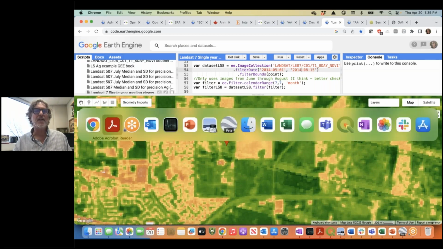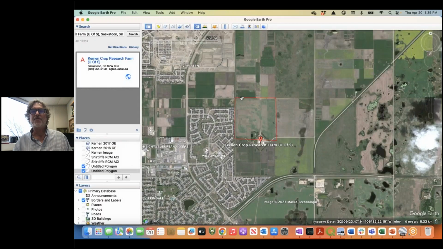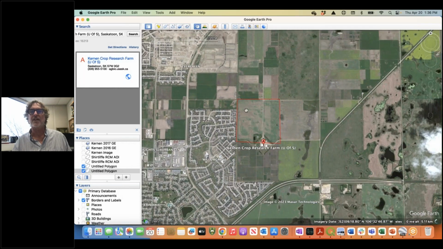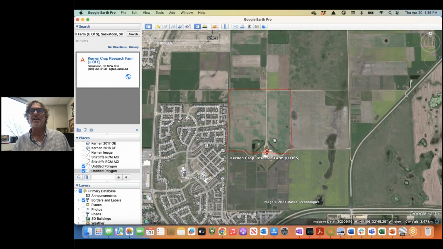What I'm going to show you here, where is my Earth Engine? This field in red here is the Kernan Research Farm in 2014. This is an area that had peas on it. It was really wet that year. This is from high resolution satellite imagery that isn't done for the whole prairies. Because we're close to Saskatoon, it's done more regularly, but it's not free like a lot of the other satellite imagery I've been talking about. But you can see the areas that got so wet that the peas drowned out.